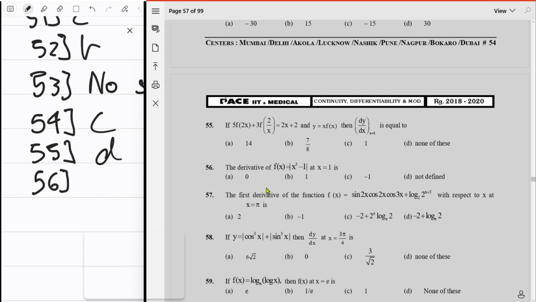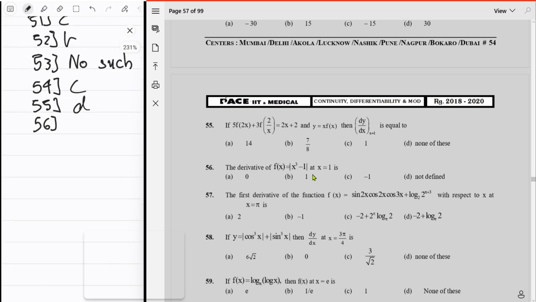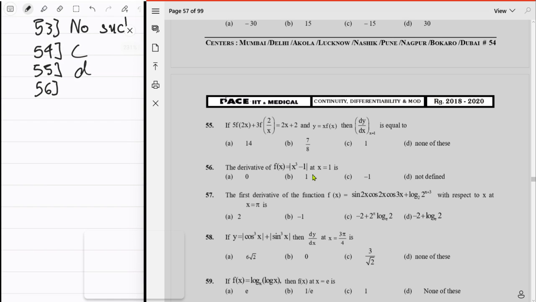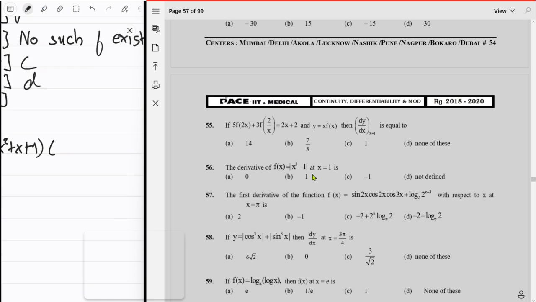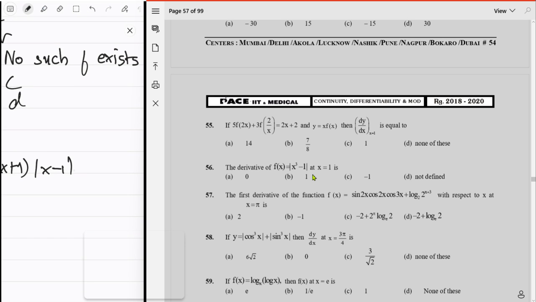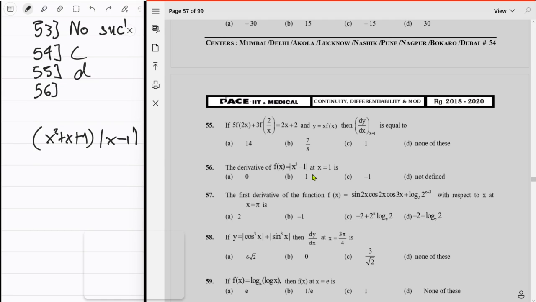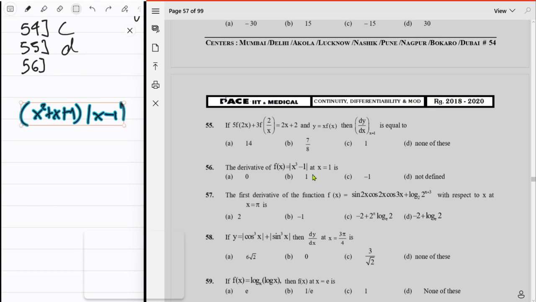The derivative of the function mod of x cubed minus 1 at x equal to 1 is, okay. So this is x squared plus x plus 1 times x minus 1, with a mod of that actually, because this thing is always positive, so you don't care about that. Okay, you know what? Just skip all that. We'll just do it the proper way.